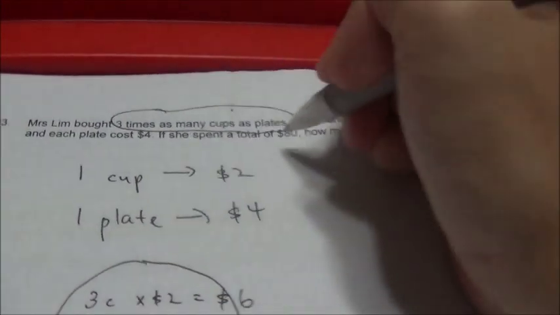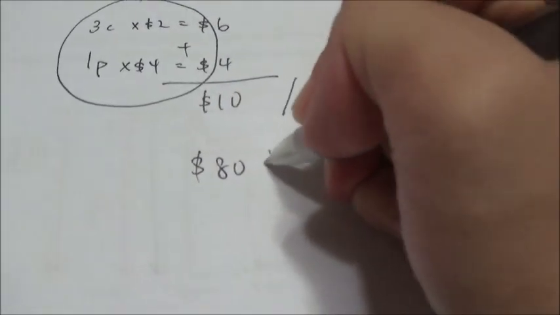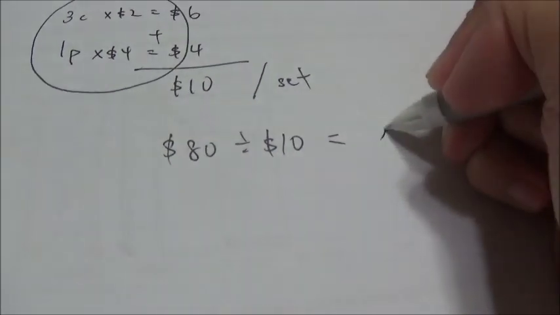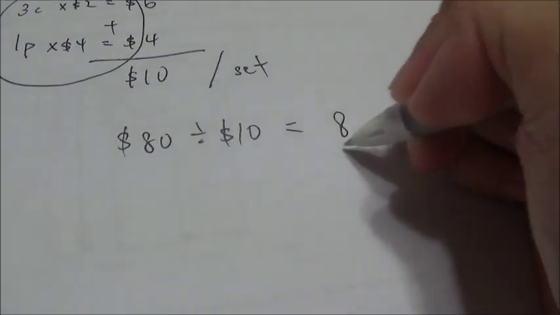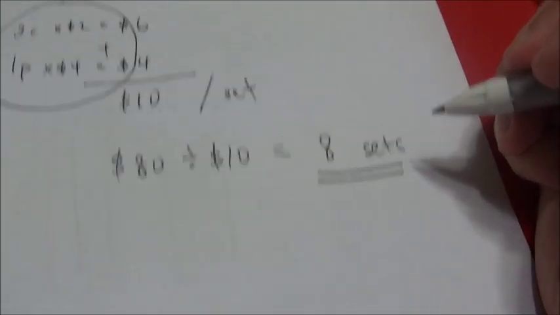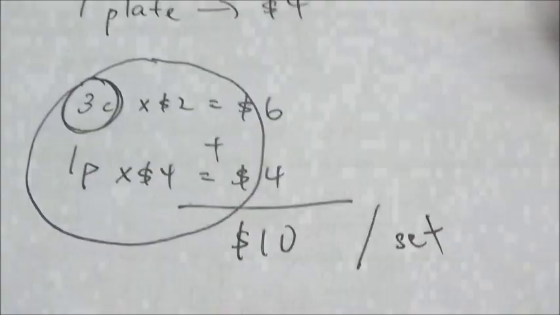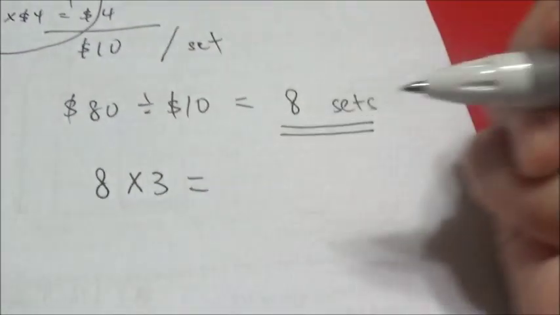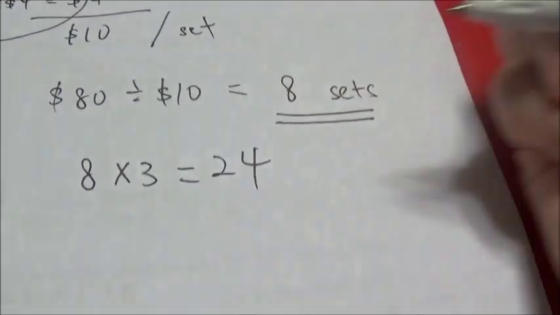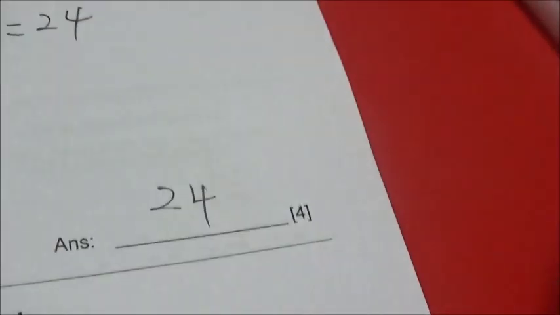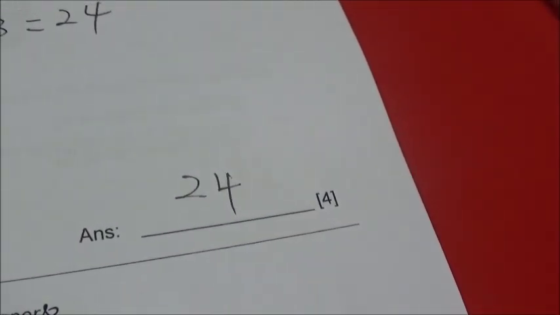If she spent a total of $80, right? So we take $80 divided by $10, which means there's 8 sets. Okay, altogether there are 8 sets. In the question, how many cups did she buy? They are looking at cups. So for each set, you know that there's 3 cups in one set. Altogether I have 8 sets, so 8 times 3 equals 8, 16, 24 cups. So how many cups did she buy altogether? 24 cups. Please remember to check your work.